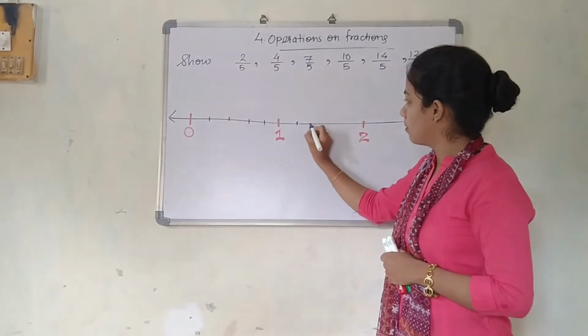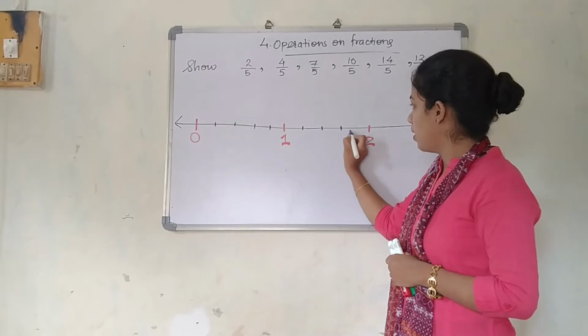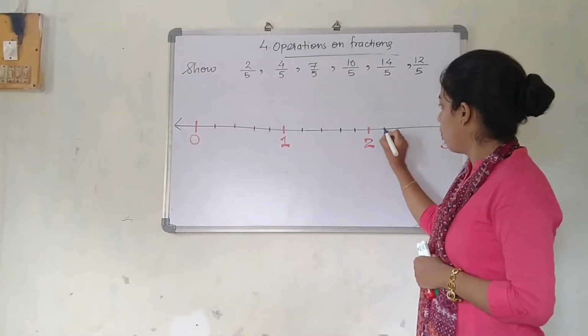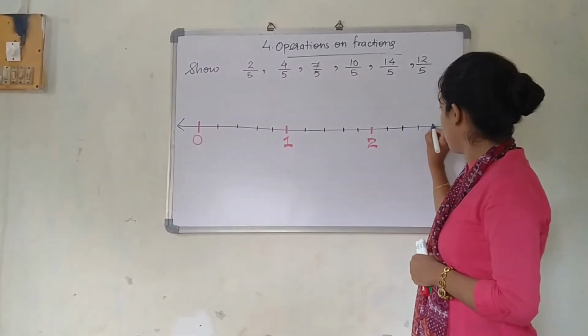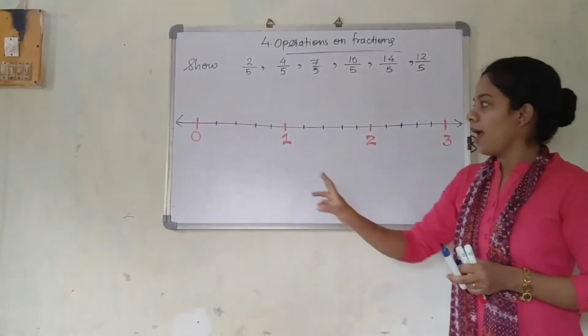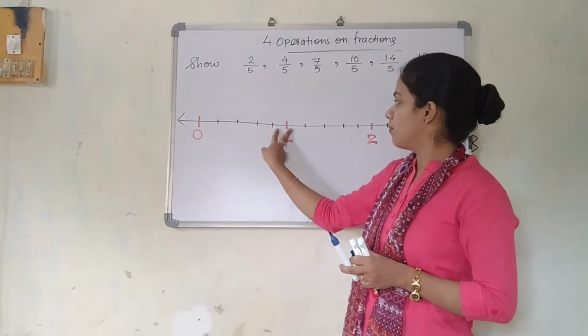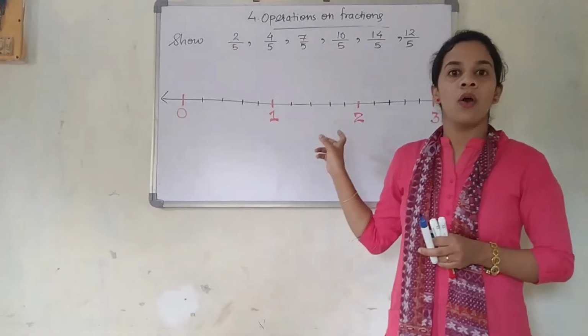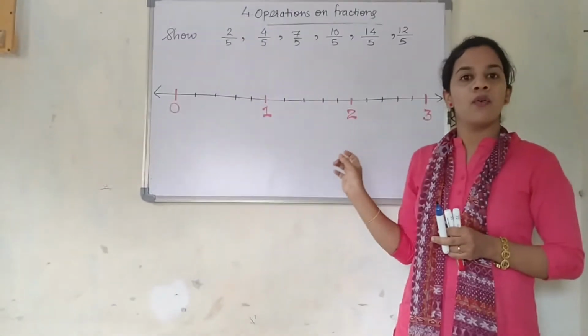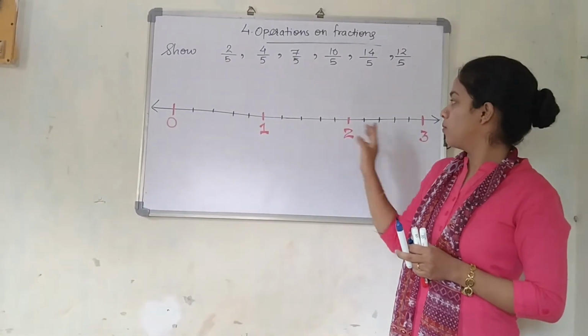1, 2, 3, 4, 5. 1, 2, 3, 4 and 5. So you can see everywhere the division is 5. The total divisions or total segments in between are 5 everywhere. Okay, you can see here.